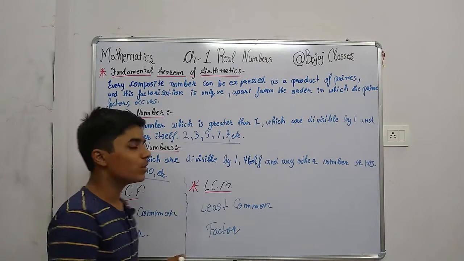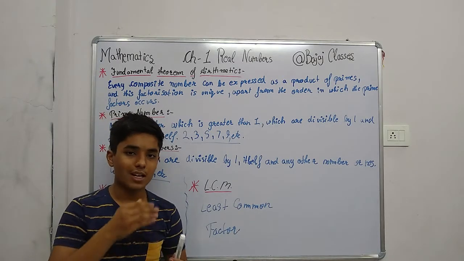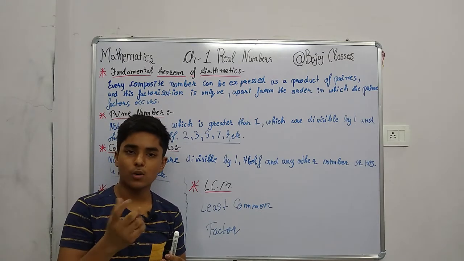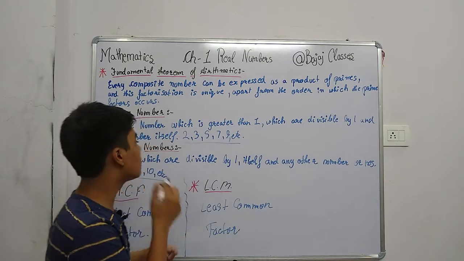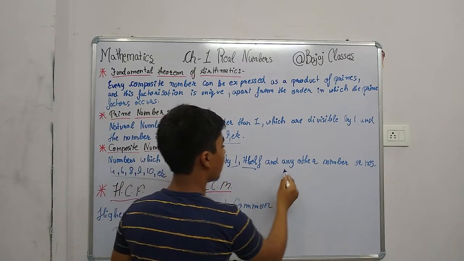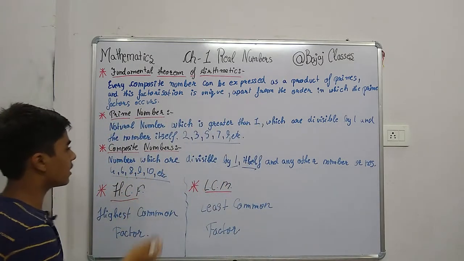Now what are composite numbers? Just vice versa: a number which is divisible by 1, itself, and some other number or numbers also. So that is a composite number. Numbers which are divisible by 1, itself and any other numbers, that is 4, 6, 8, 9, 10, etc.